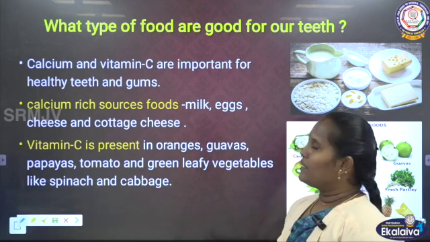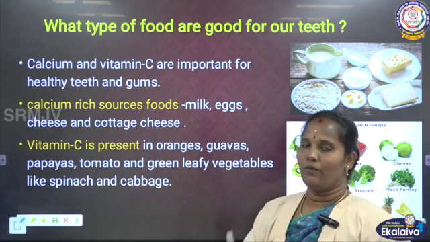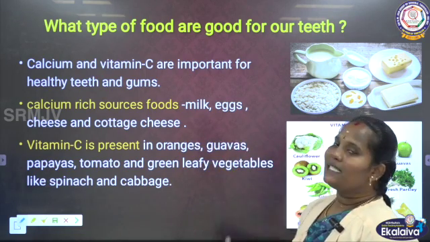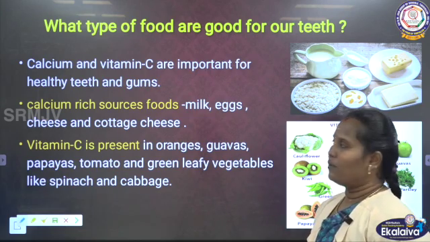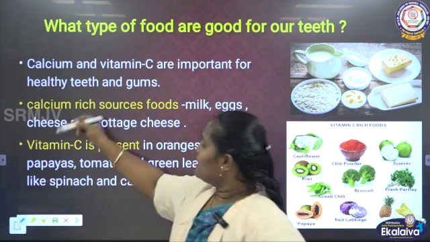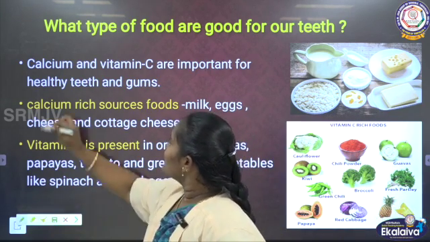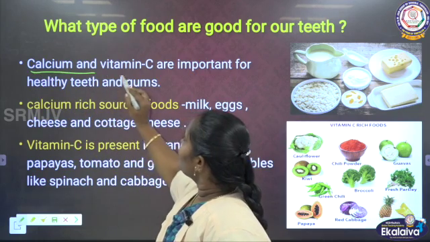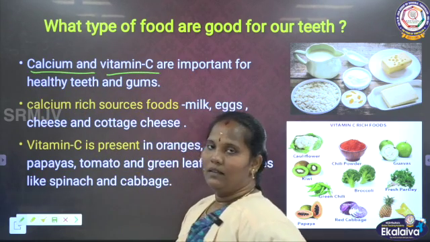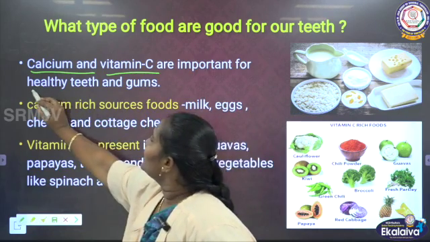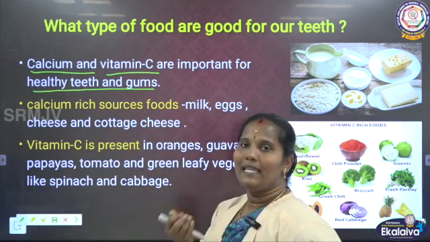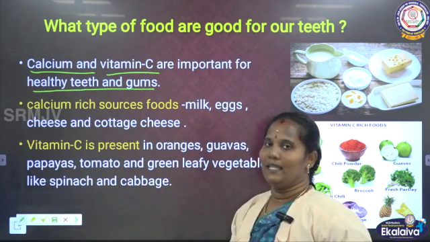How do we keep them safe? We have to eat some foods that are rich in certain content to keep our teeth safe. Okay, what are they? First one is calcium, and the next one is vitamin C. Calcium and vitamin C are important for healthy teeth and healthy gums.